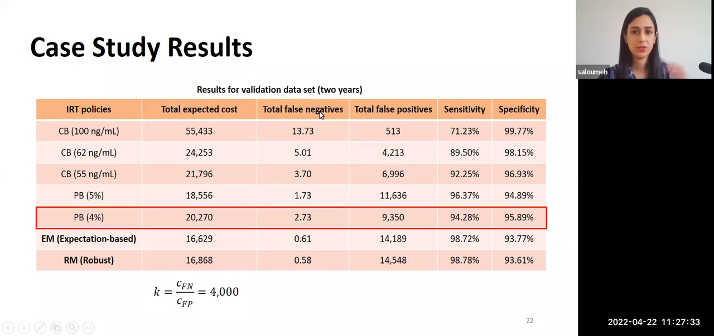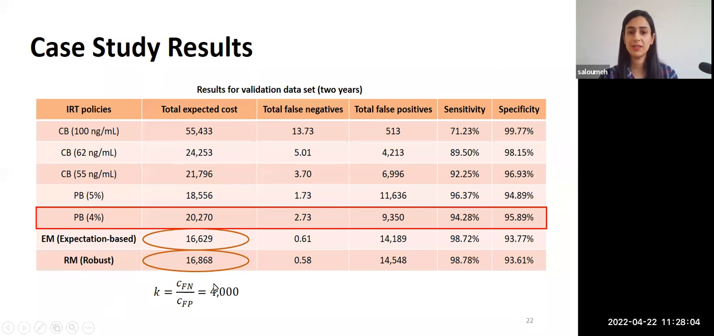And then the total number of false negatives, false positives, sensitivity, and specificity. One thing to mention: instead of estimating the cost of a false negative and the cost of a false positive separately, we considered the ratio of the two and performed sensitivity analysis on this ratio. So K is the cost of false negative divided by the cost of false positive. For this table, K is equal to 4,000.